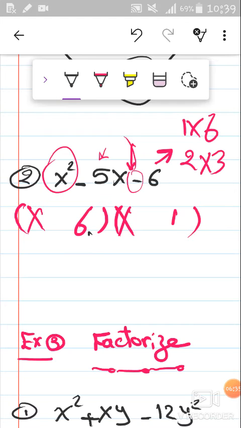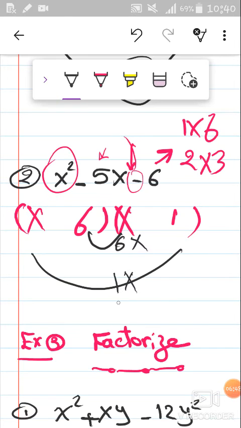I must multiply the means and the extremes. The product of means here is 6x. The product of extremes is 1x. The difference between them is negative 5. So the negative must be with 6 and 1 is positive.